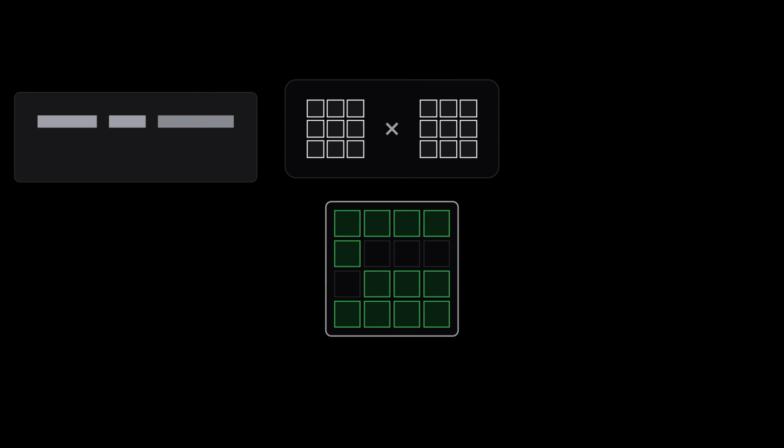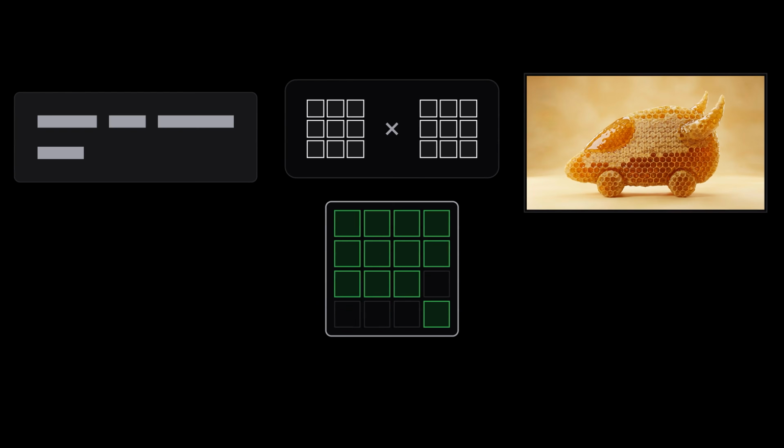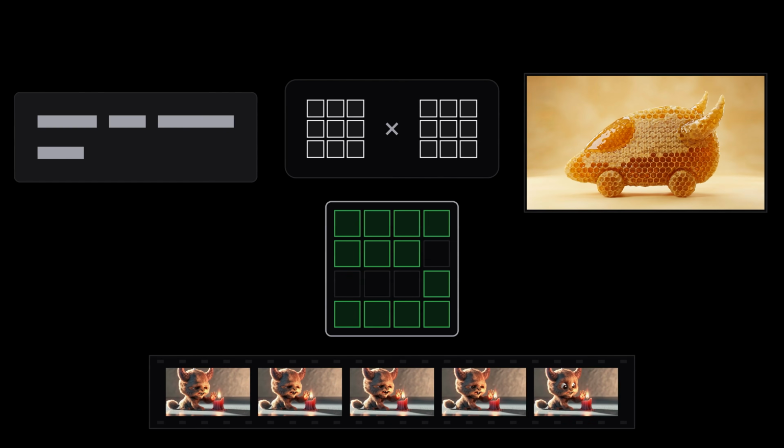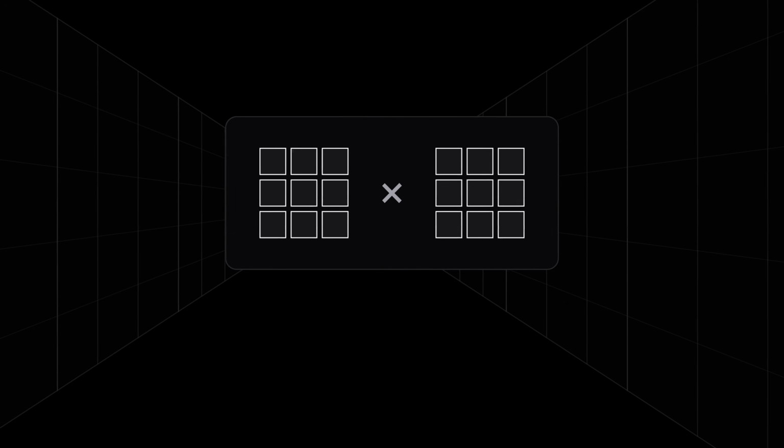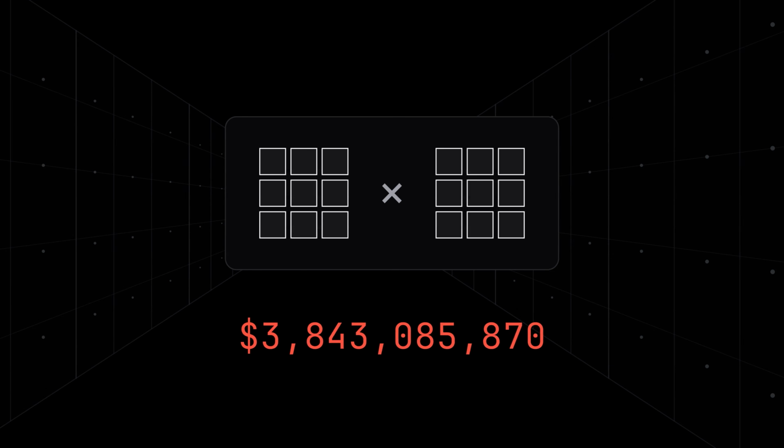For every word the chatbot writes, every pixel an image model generates, and every frame of AI video. So before we open up these chips, let's look into that one calculation, because by the end of this video you will see why betting on it costs billions.